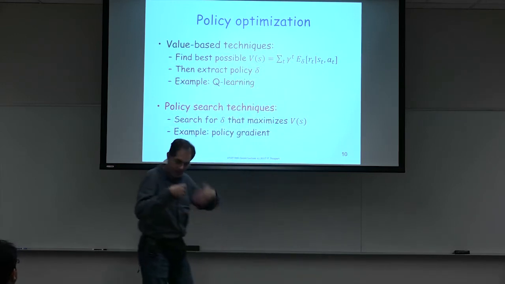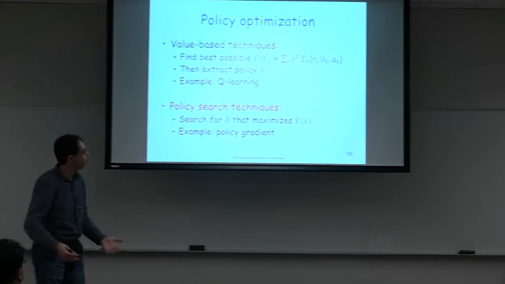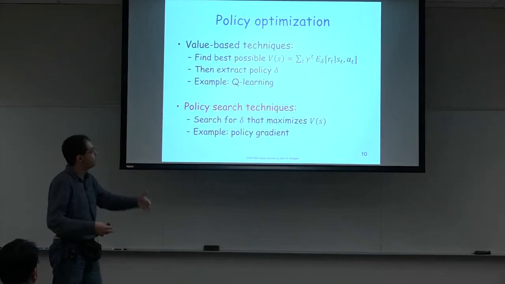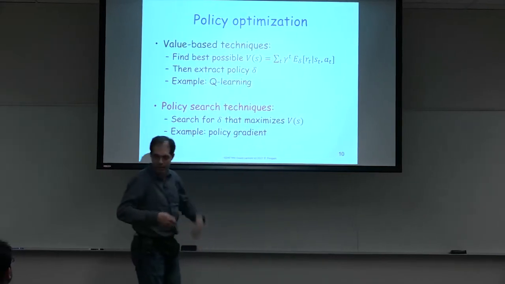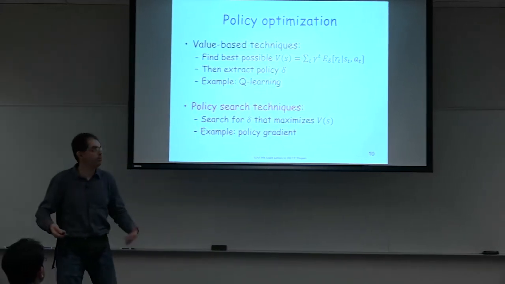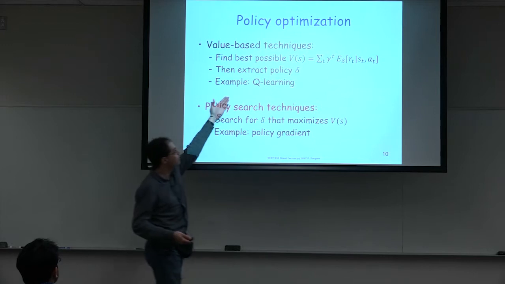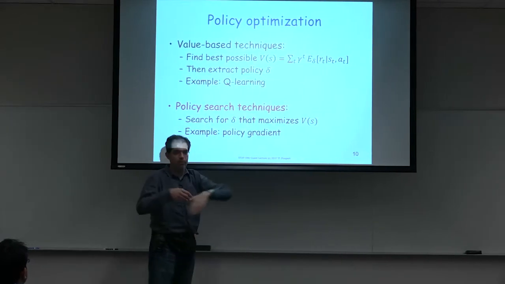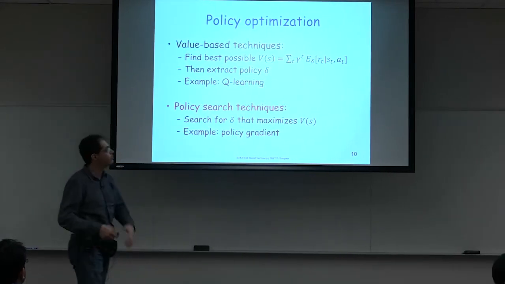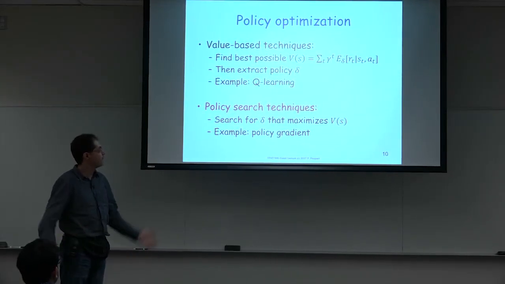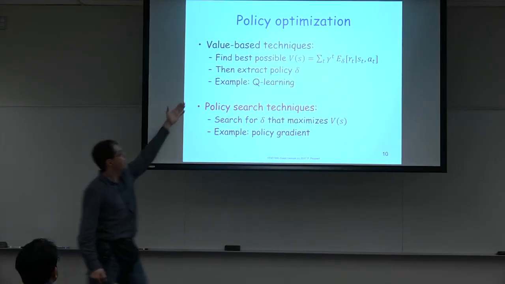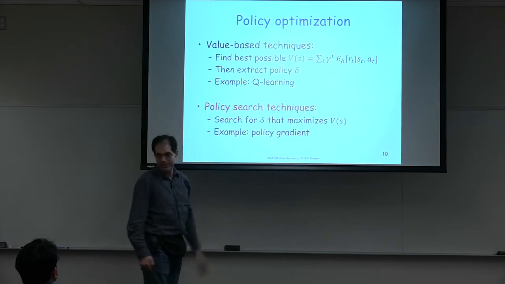And once we have a good value function, then there are ways in which we can extract a policy. And then one very common algorithm for doing this that you might have heard about is called Q-learning. But then there's lots of other algorithms. And I mean, there's a whole literature that goes back 30 years at least on value-based techniques.